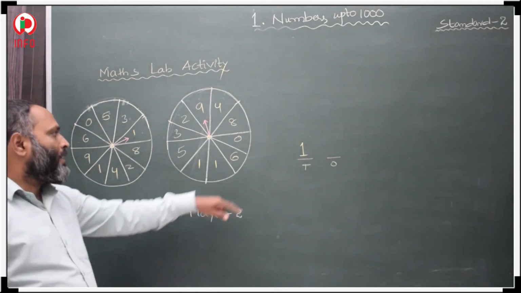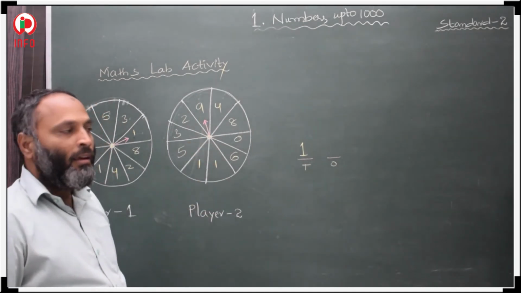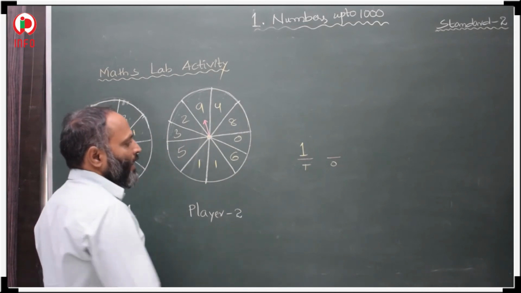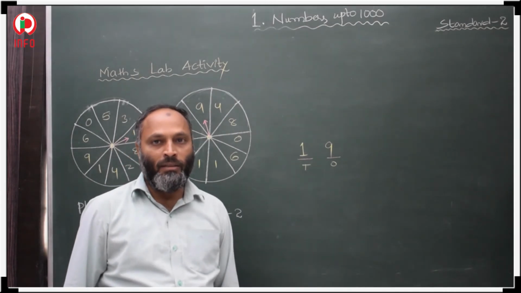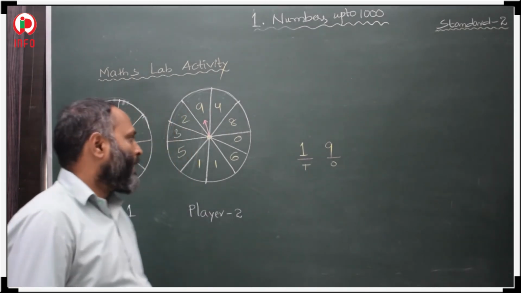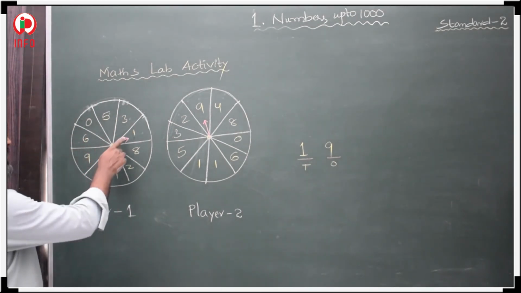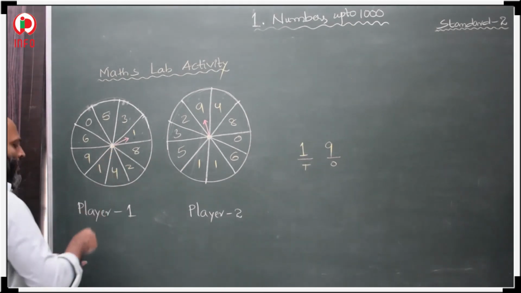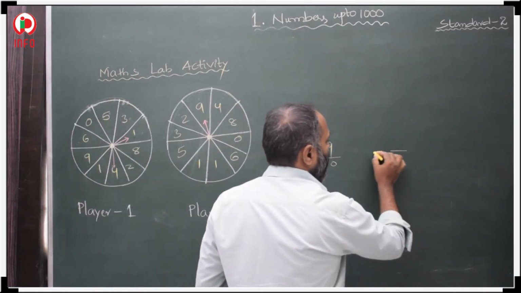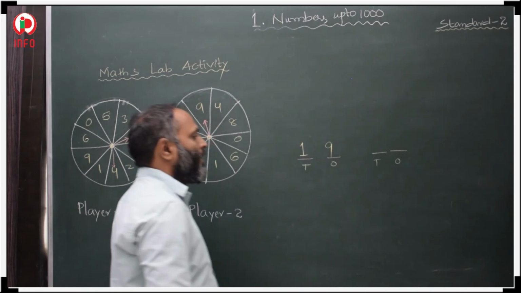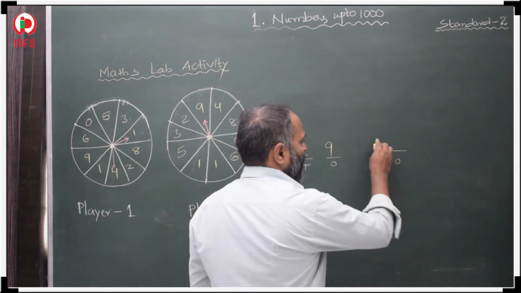The second player then starts to spin. In the second case, the pointer shows the number 9. The second player should write this 9 in the ones place. Then we form a 2-digit number, that is 19. And again the first player starts to rotate the spinner. Suppose the pointer shows 4. Then we prepare one more 2-digit number. This is the tens place, this is the ones place. So write the tens place value 4.